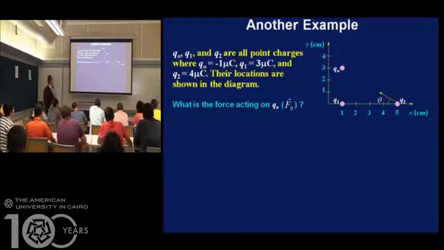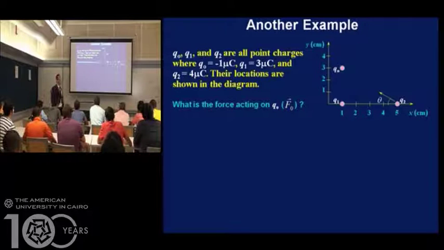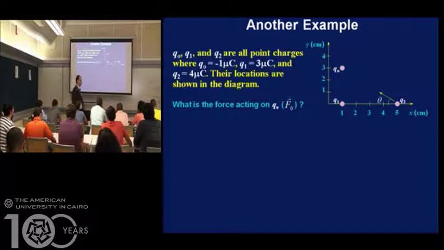What is the direction of the force from Q1 on Q0? J, positive Y. Are you sure? From Q1 to Q naught. Oh, negative J, thank you. Why is it negative J? Because it's an attractive force.